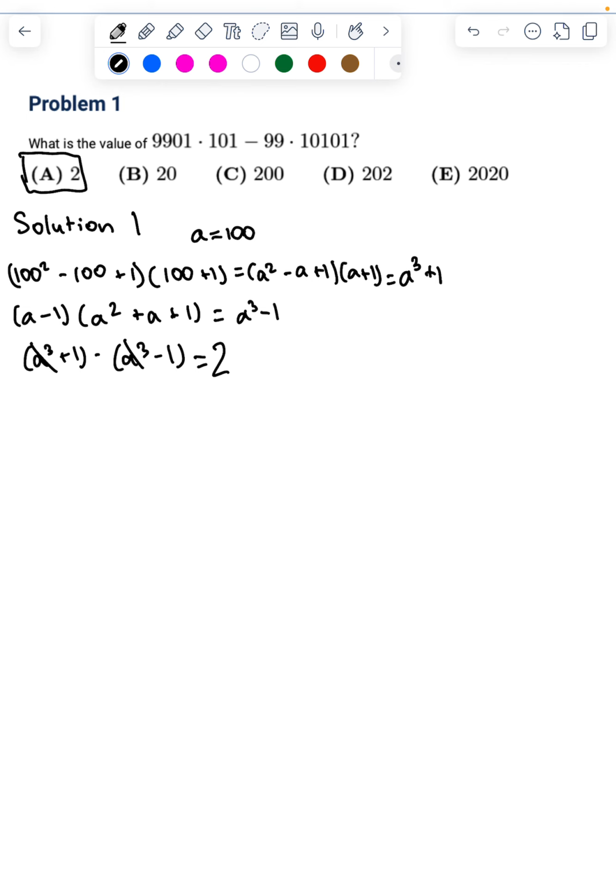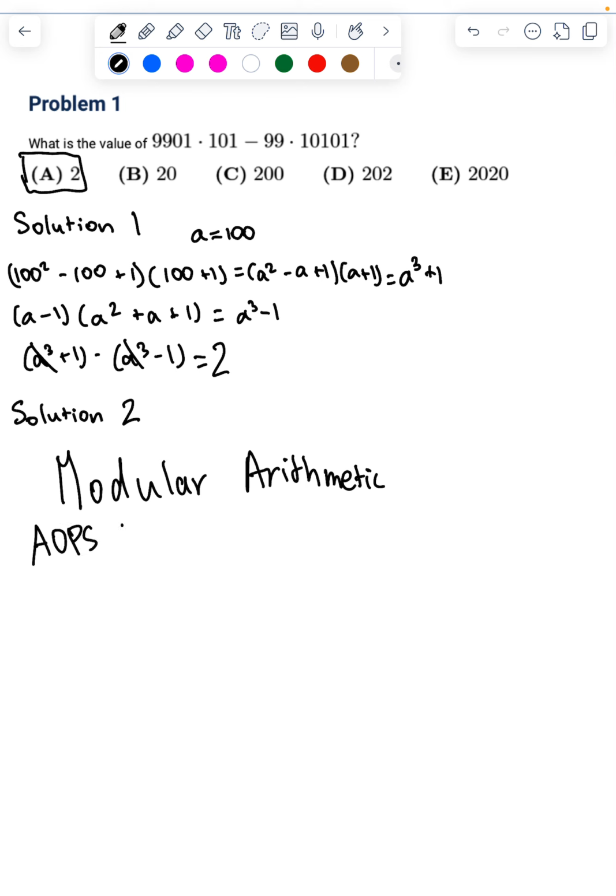Okay, let's get into solution 2. So solution 2 uses a technique called modular arithmetic. And if you'd like to learn more about this topic, definitely check out AoPS's Introduction to Number Theory. It's written by Matthew Crawford.